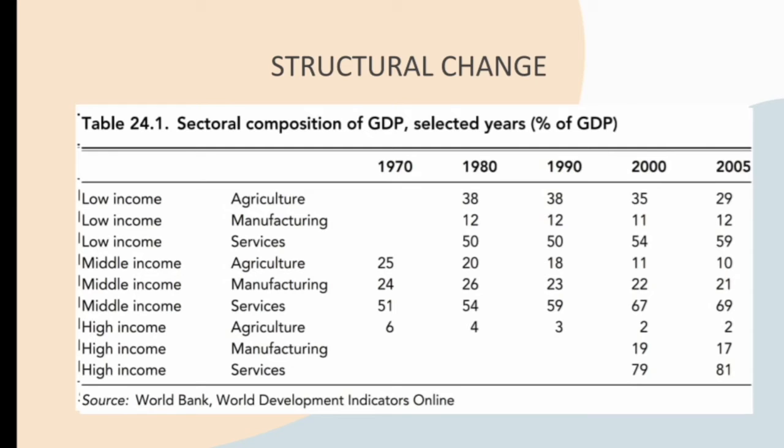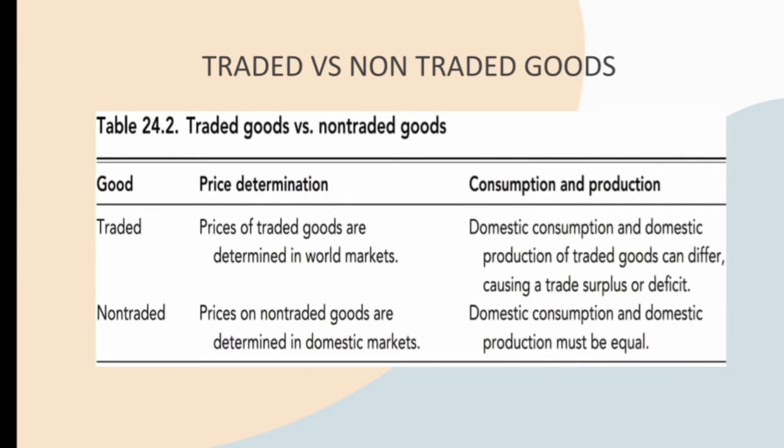Also, the income elasticity of demand for food is less than 1. So for example, a 10 percent increase in income results in a less than 10% increase in demand for food. And the other reason why agriculture declines with economic growth is that it tends to be less capital intensive than manufacturing. Next, there are traded versus non-traded goods. For traded goods, the price is determined in world markets and domestic consumption and domestic production can differ, causing a trade surplus or deficit. And for non-traded goods, the price is determined in domestic markets and the consumption and production must be equal. So for traded versus non-traded goods, we'll explain further by my friends.